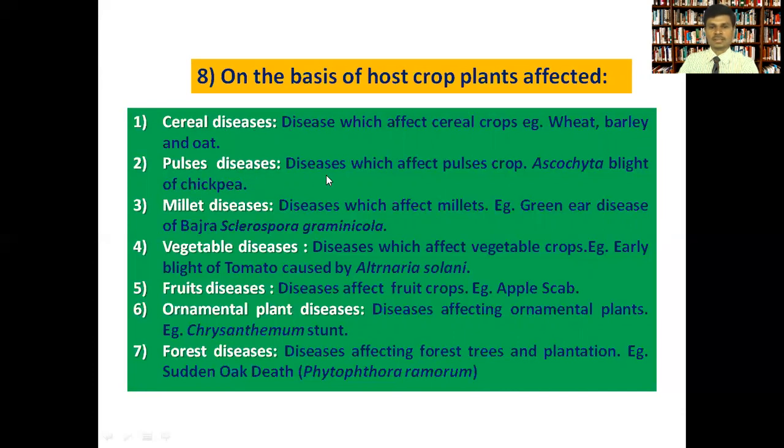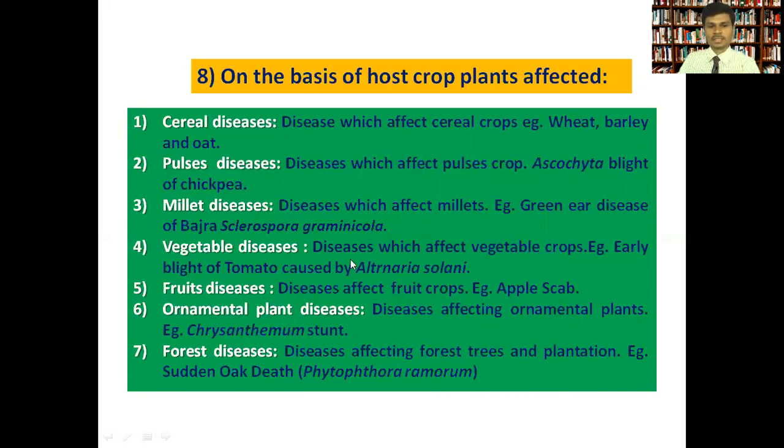Then pulse disease, diseases which affect pulse crops. Example, Ascochyta blight that causes disease in the chickpea plant. Then millet disease, diseases which affect millets such as pearl millet. The green ear disease of bajra is caused by Sclerospora graminicola. In this disease, instead of grains forming in the panicle, there is a small outgrowth of leaflets, as we can see in this green ear disease of bajra. That is termed a millet disease.